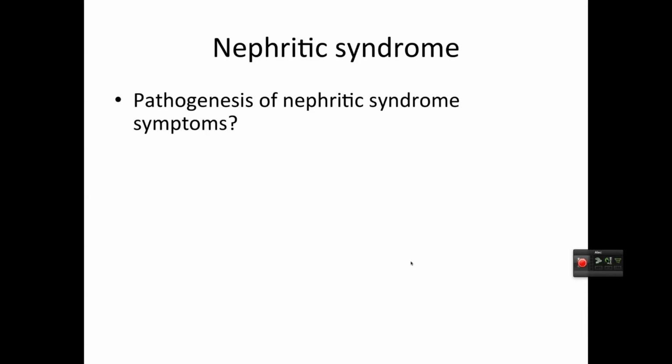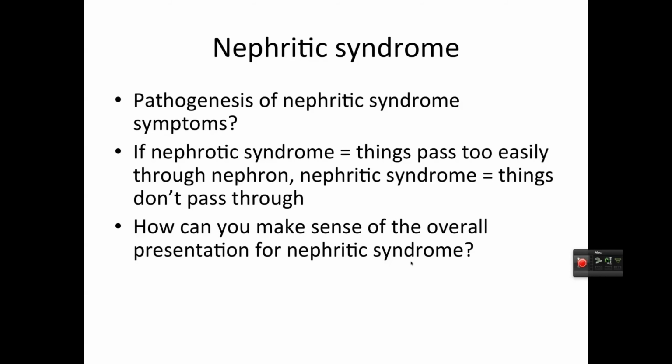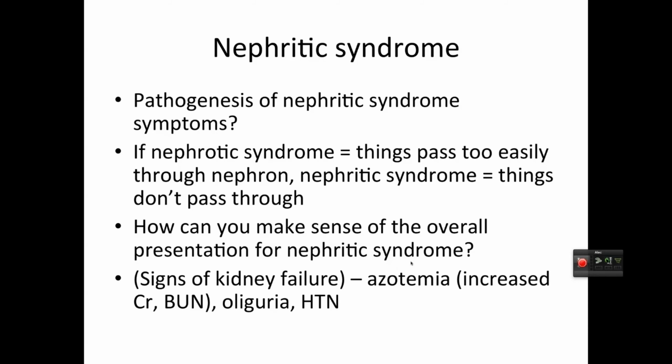Nephritic syndrome is different. If you think of the kidney or the nephrons as a bunch of things that are filtering stuff, because we said kidney failure is when you can't filter stuff, nephritic syndrome is really just that you can't filter stuff. So it's basically like kidney failure. All of the things you think of for kidney failure are going to be true for nephritic syndrome. You're going to get azotemia, oliguria because things aren't filtering through and you're not making urine, and you're going to get hypertensive.